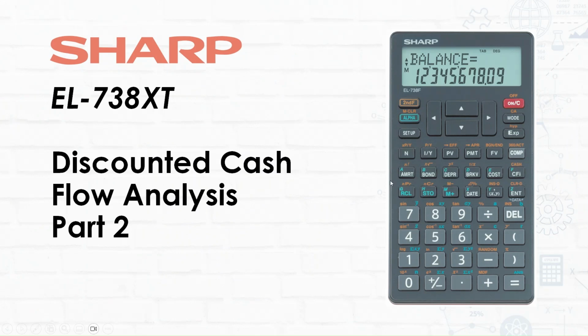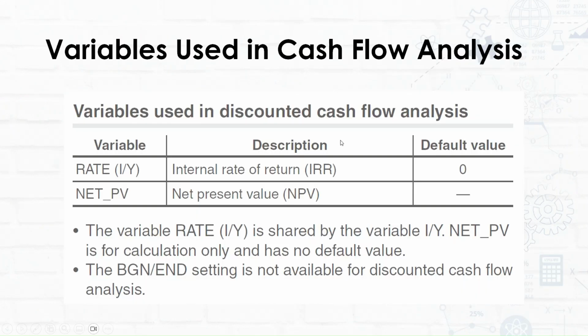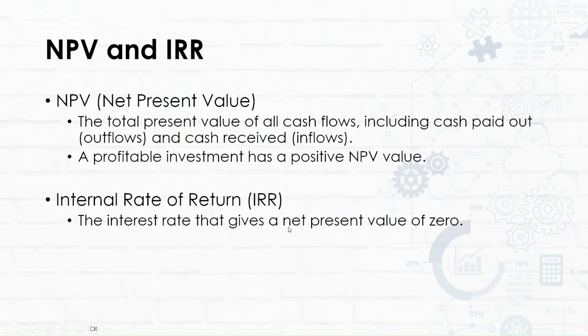Today we'll be looking at doing the various calculations with your data. The two variables that we'll work with today are the rate, which is your internal rate of return, and of course your net present value. These are shared values for the calculations. And make sure that your BGN or N setting is not available for discounted cash flow analysis.